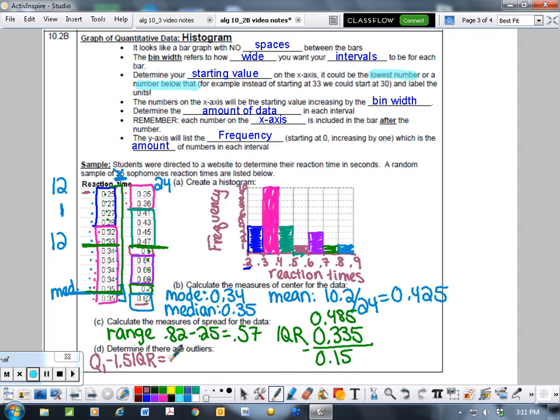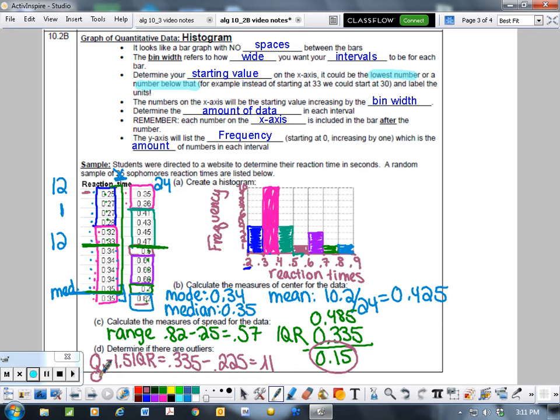So quartile 1 was 0.335, and I'm going to subtract 1.5 times this number. So 1.5 times that is 0.225. And this is going to give us a lower bound of 0.11. And I don't see any numbers lower than 0.11, so we're good.